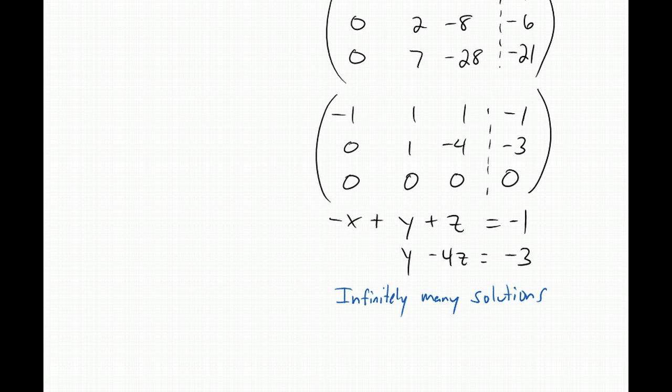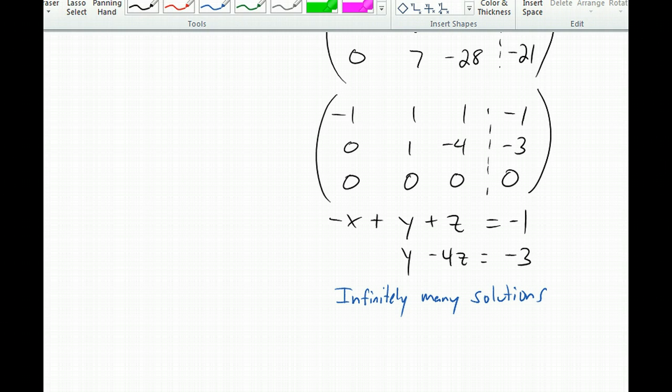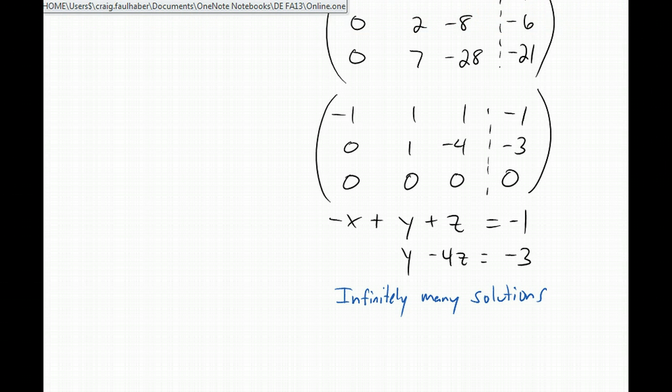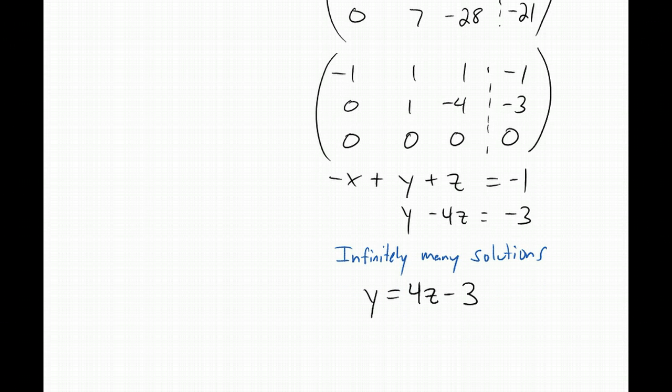The question is, and I think the most confusing part is, how do you actually write that out? What the computer suggests is you take this equation here and you solve it for y. So I'm going to do that. You get y equals 4z minus 3.